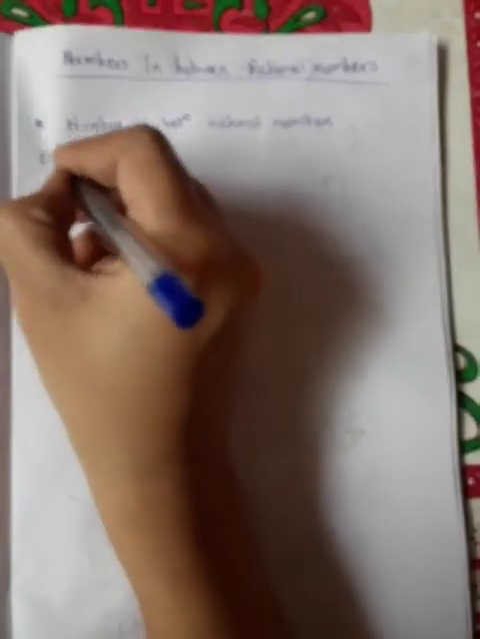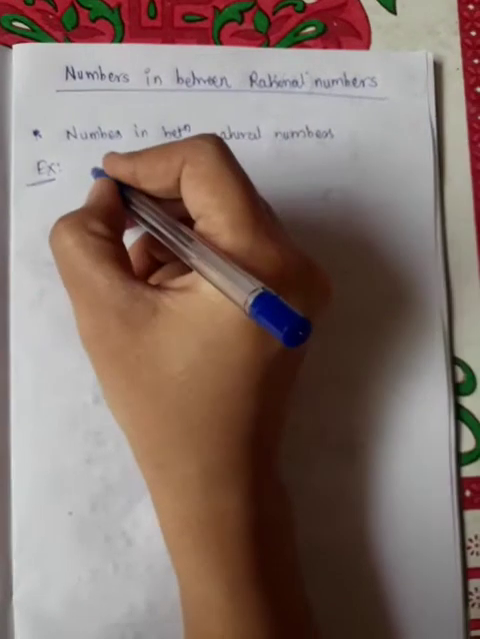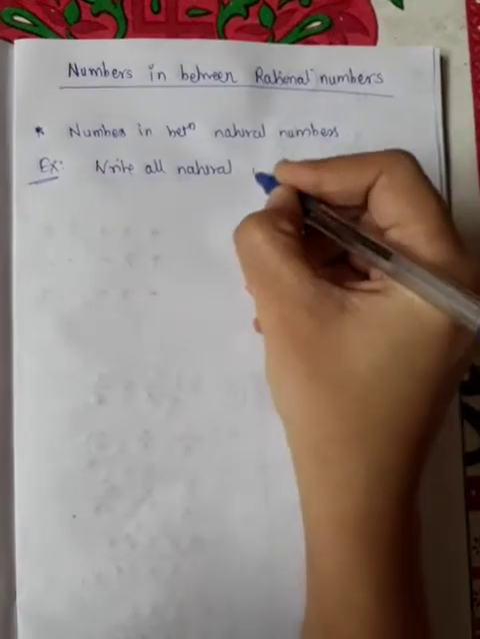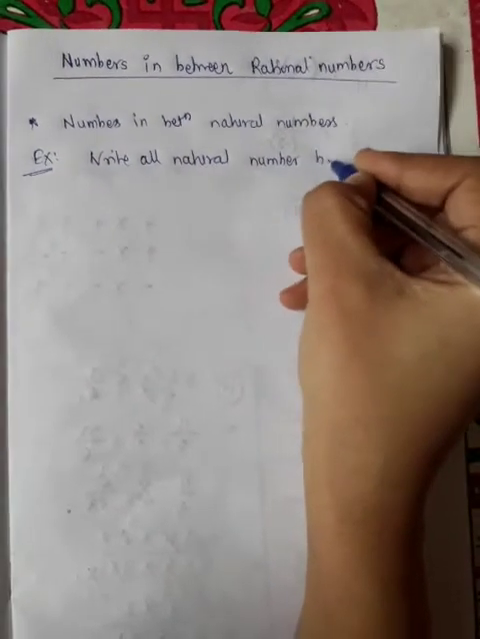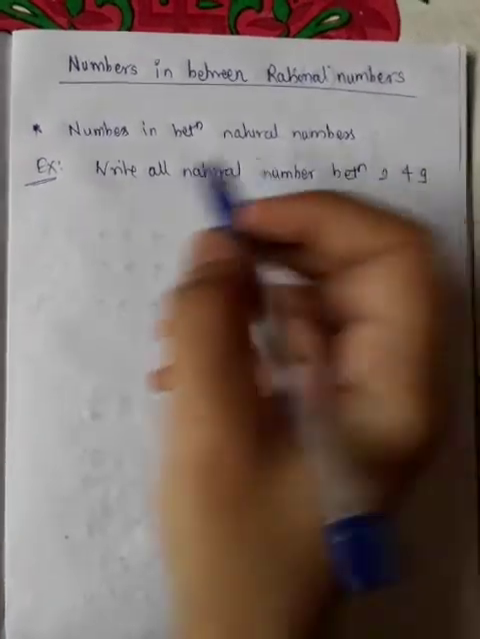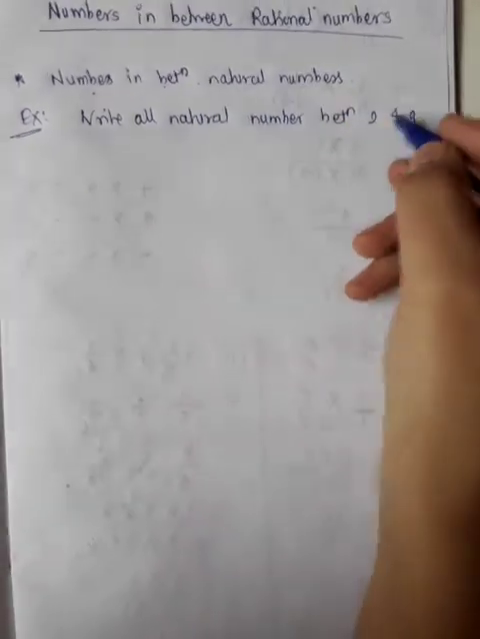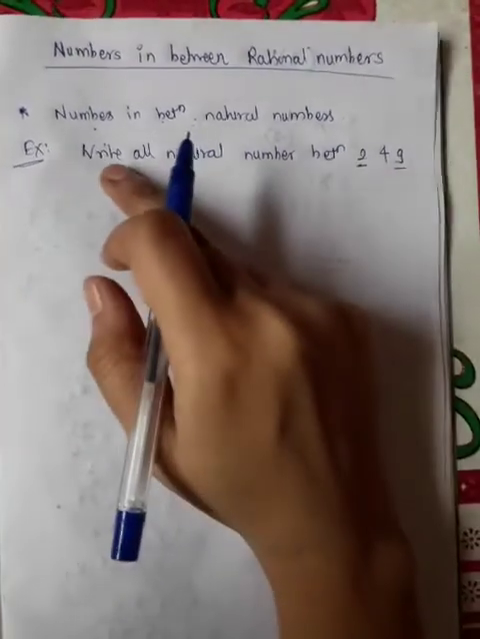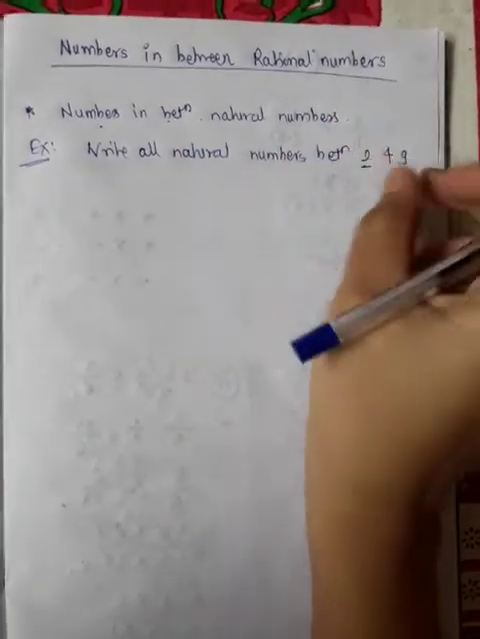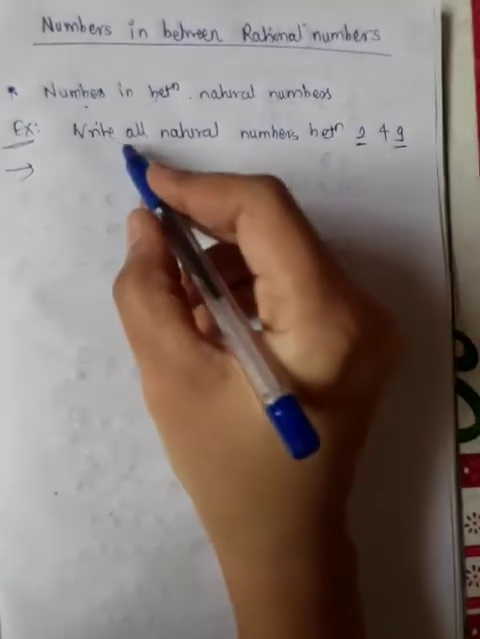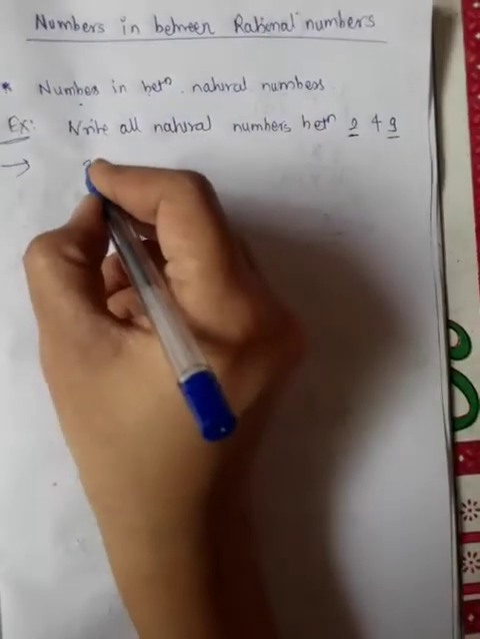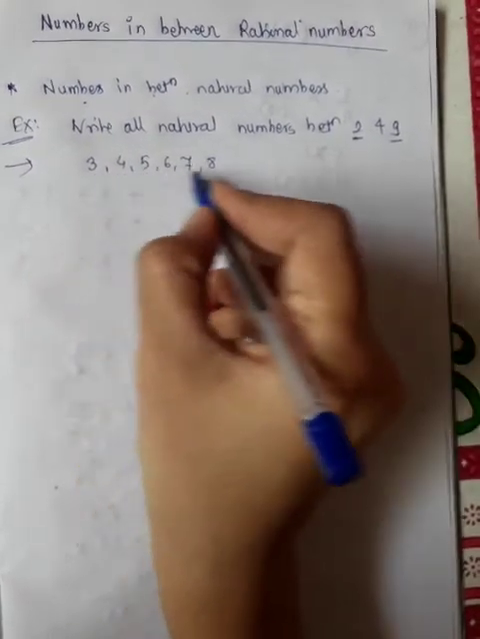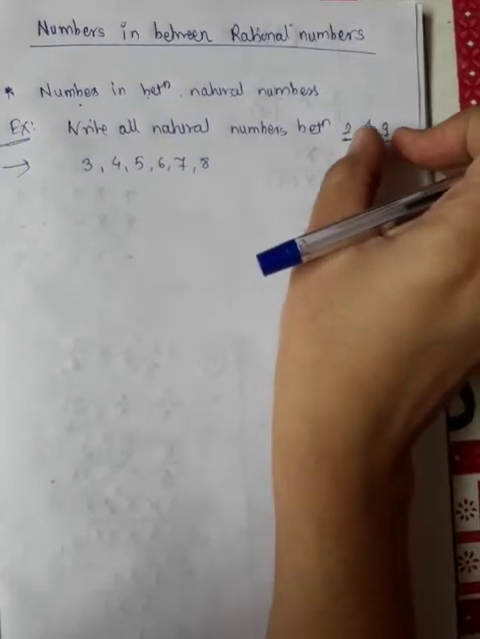Okay, so see, write all the natural numbers between 2 and 9. See here, numbers in between natural numbers. So we have given two natural numbers 2 and 9, and here we have to find the natural numbers between these two numbers. So see which are the natural numbers between 2 and 9. So 3, 4, 5, 6, 7, 8. So these natural numbers lie between these two natural numbers 2 and 9.